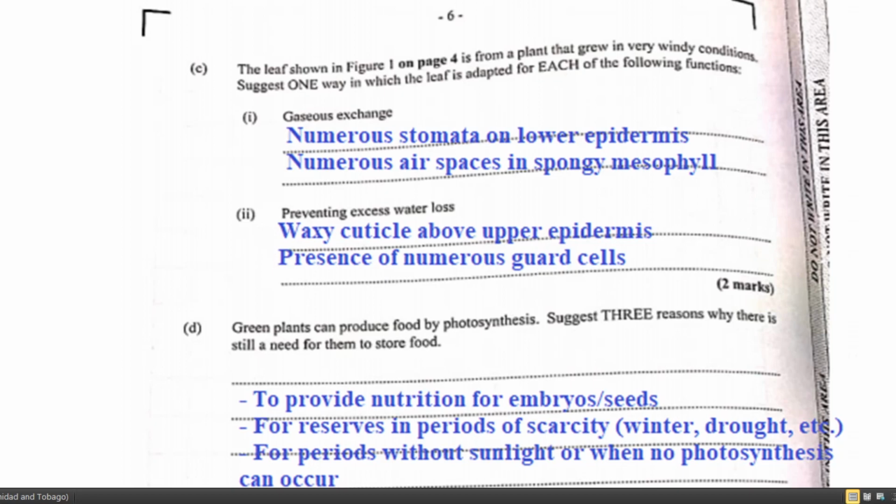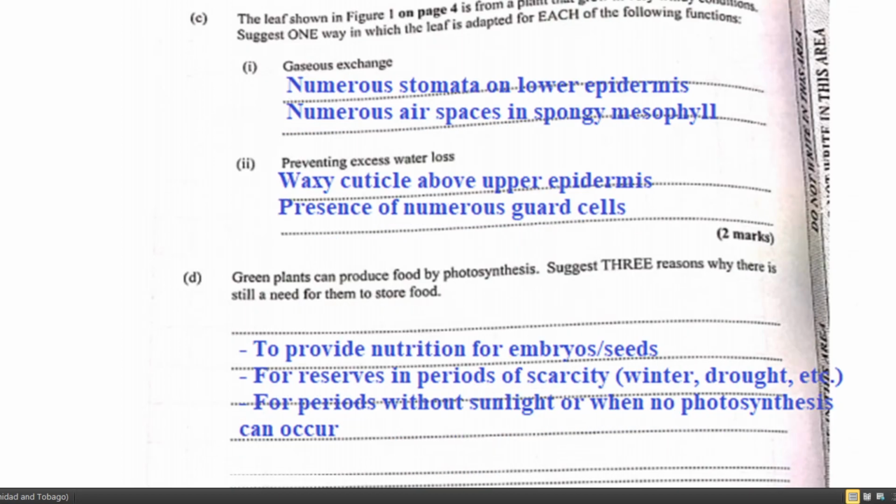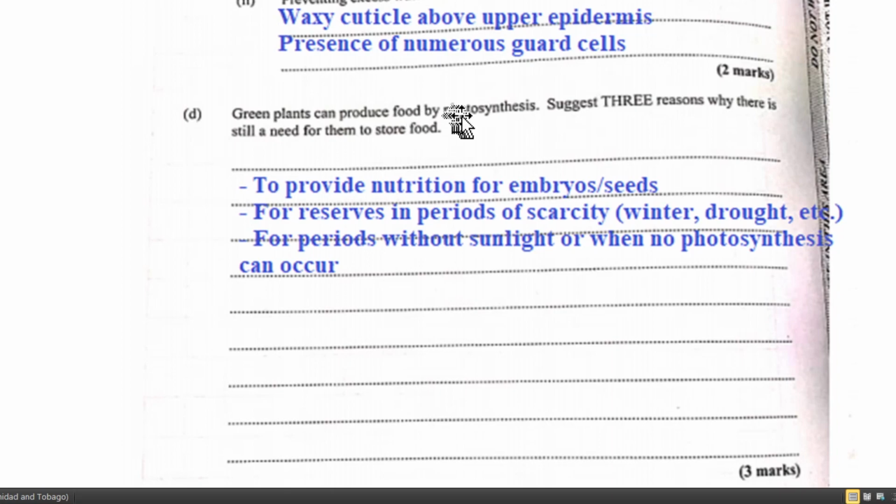Now let's look at D. Green plants produce food by photosynthesis, suggest 3 reasons why there's still a need for them to store food. Well, they have to provide nutrition for embryos or seeds. For trees or plants that live in temperate regions, they would also have periods of scarcity like in winter, and they have to store a lot of food then. You also have plants that are susceptible to drought. It's beneficial for them to store a lot of food during those times. Kind of like bears when they undergo hibernation.